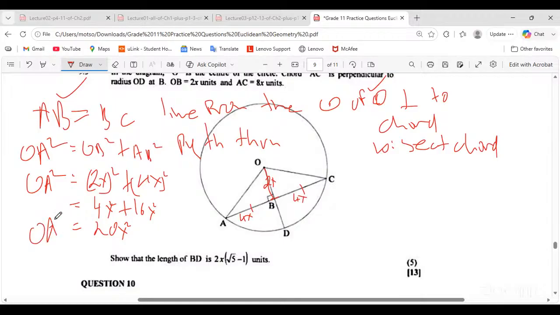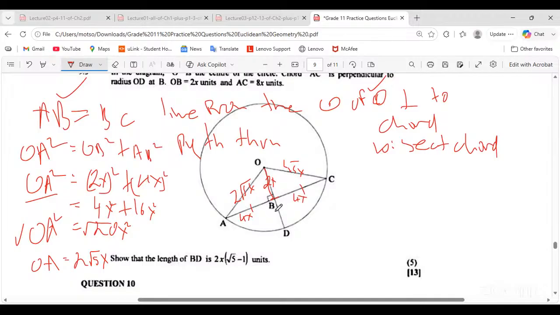If we want OA, we will square root both sides. Now, OA will be, what is the square root of 20? The square root of 20 is 2 root 5. The square root of x squared is just x. Now, OA is 2 square root 5 x. This is the radius, this is the radius, this is also the radius. So we are having 2 square root 5 x, 2 square root 5 x. Also with OD, we have 2 square root 5 x.